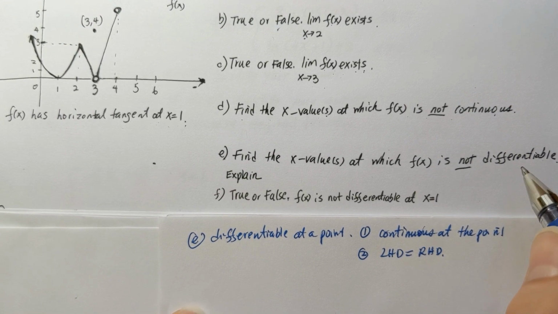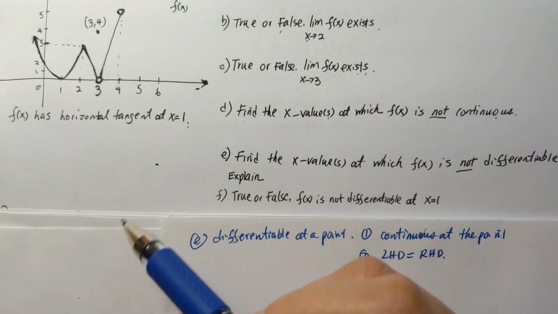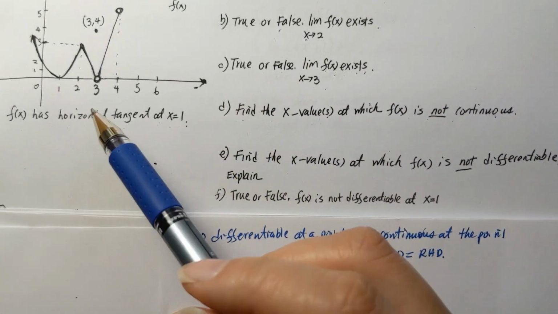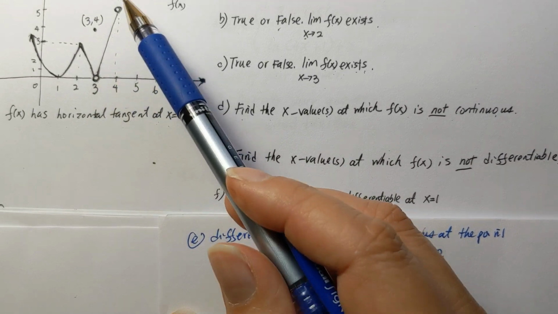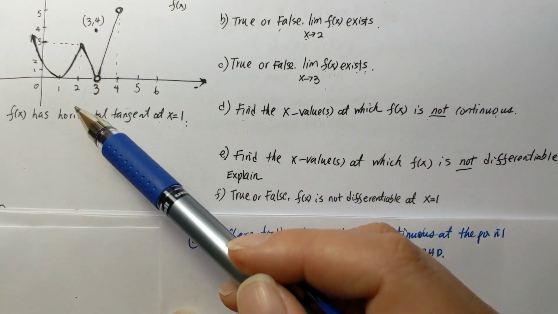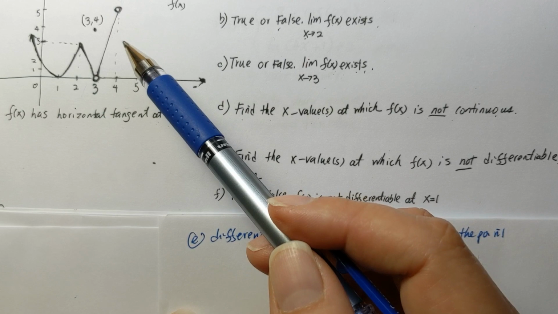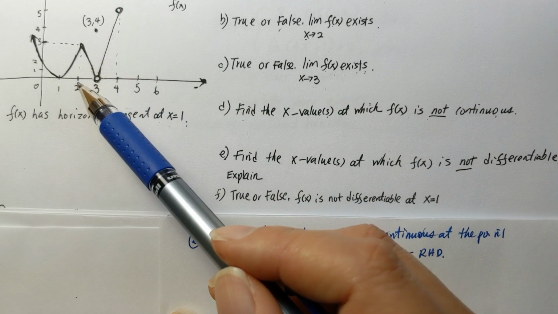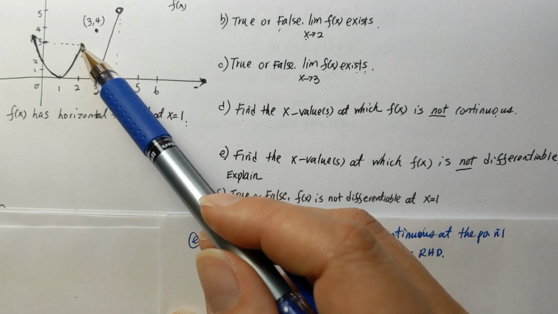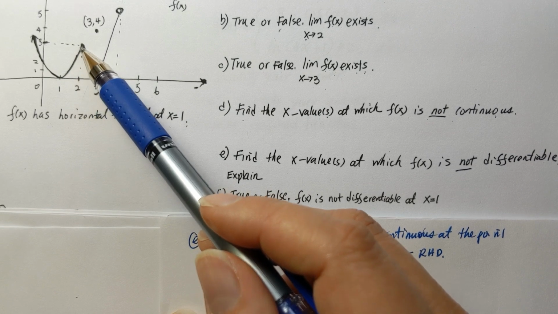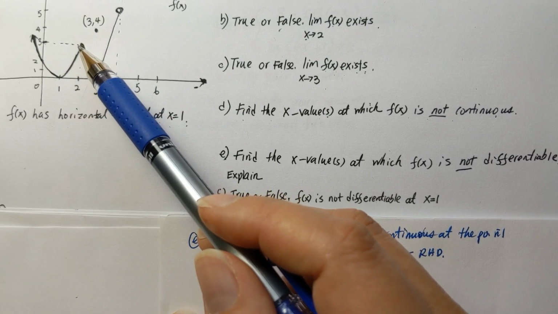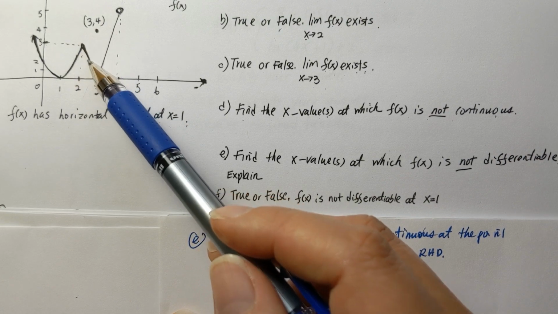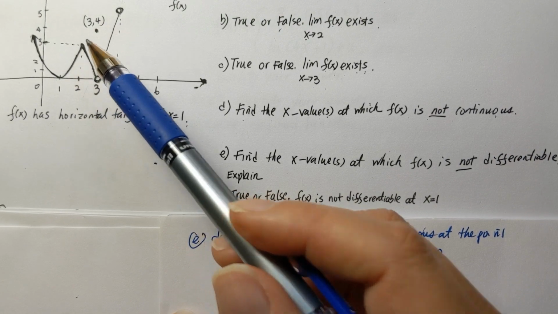Because this is a graph, we can look at the graph and see where it's not differentiable. We look at the part where it's not continuous first. At 3 and 4, it's not continuous, so automatically it's not differentiable. And there's another point at x equal 2. We have a corner over here. Even though it's continuous over here, we know that your left hand slope and your right hand slope are not the same, so therefore it's not differentiable.